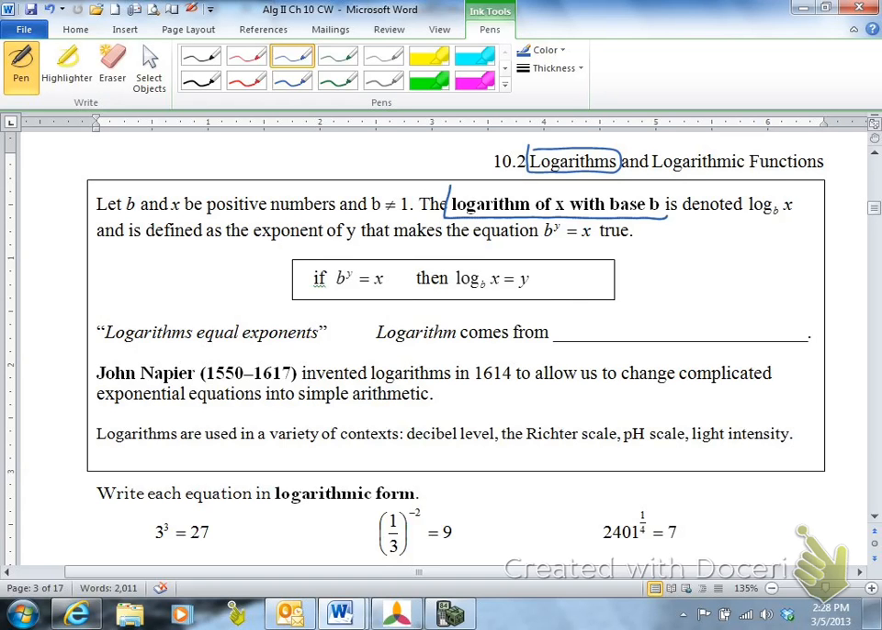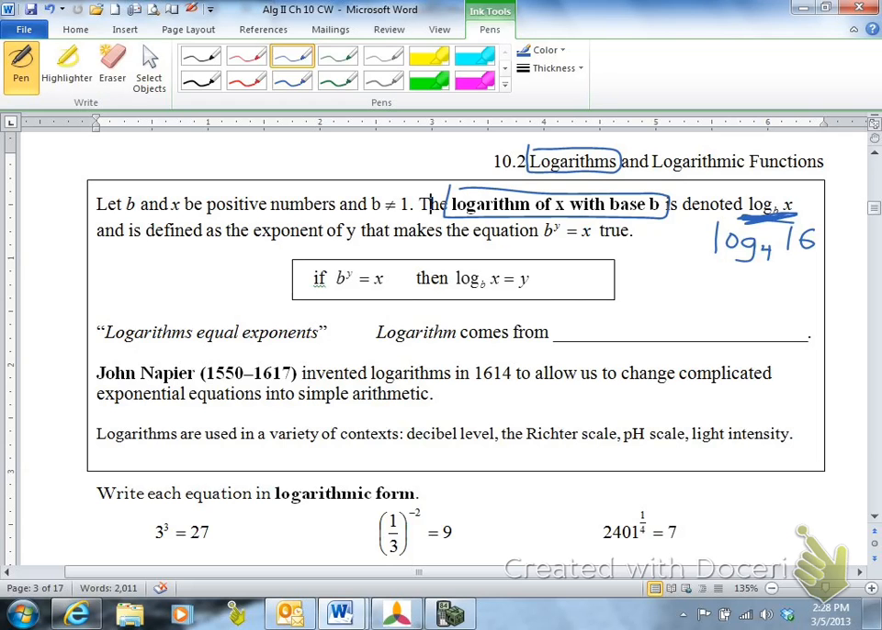The logarithm of x with base b is denoted like this. This is the mathematical way to write a logarithm. So you have log, L-O-G, of some base, which will be a number, like 4, and then you'll have some other number next to it. So like log base 4 of 16 is how you would write and say that.